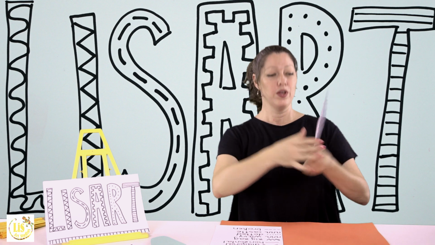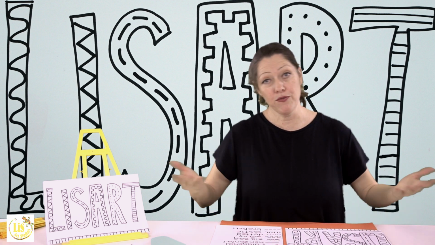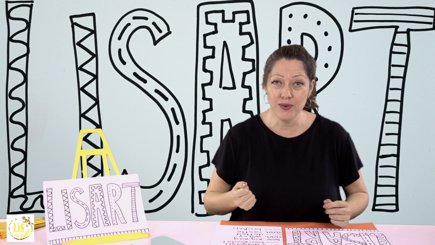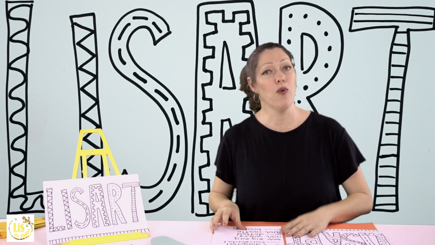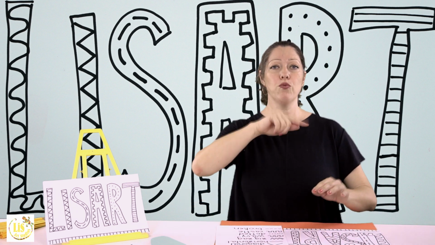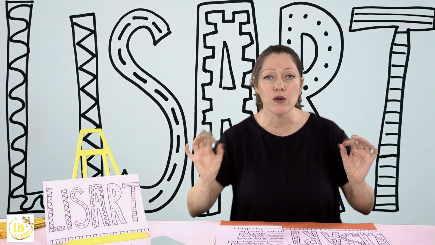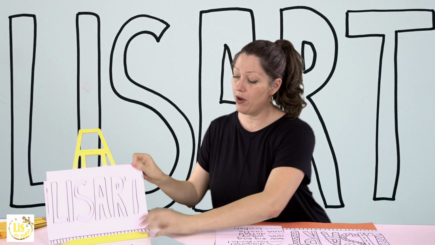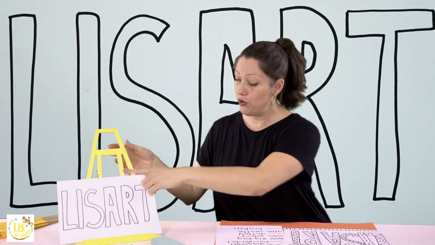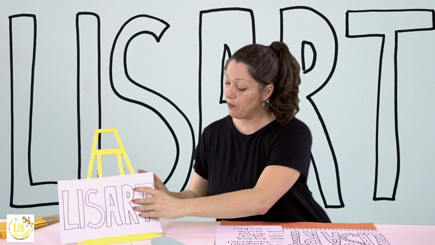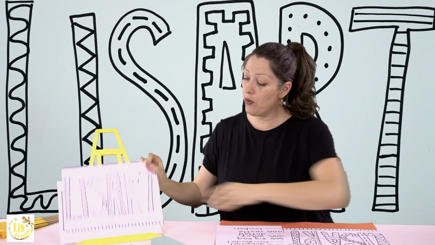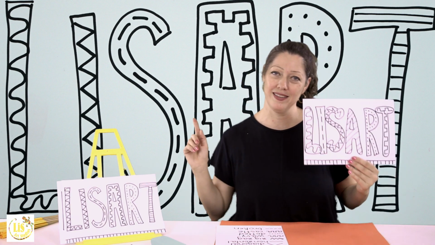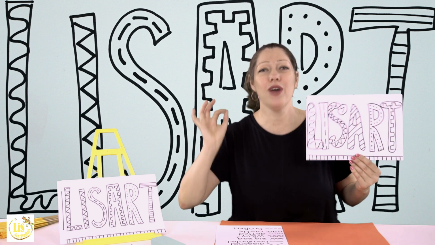So let's review. Today, we have reviewed lines, different types of lines. Then what we did was we took a white piece of paper and you wrote your name in pencil. Then you outlined your name with a marker, just like this. And after you outlined your name with the marker, we went ahead and we decorated everything with different types of lines.